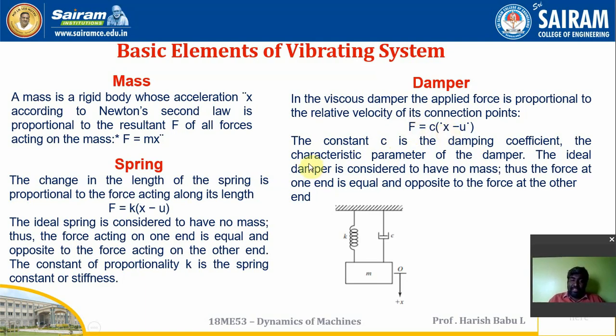x dot is nothing but the velocity, where c is the damping coefficient. The characteristic parameter of the damper is the damping coefficient. The ideal damper is considered to have no mass. Thus, the force on one end is equal and opposite to the force on the other end. This is very similar to the spring. You can see over here, the spring has a displacement x, the damper has a velocity x dot, and the mass will have an inertia, that is x double dot acceleration. So this is the basic schematic representation of a spring mass damper system.